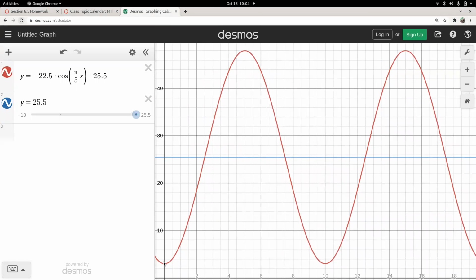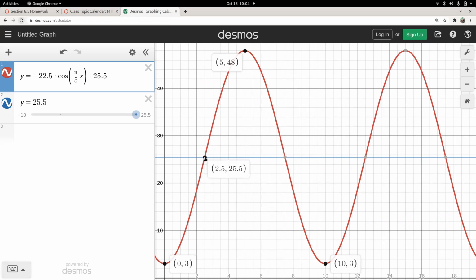So I should have my minimum of 3 at 0. I should have my maximum 5 minutes later at 48. And the next min should be, yeah, those look right. And then the midline occurs at 2.5 and 7.5. Okay. Yeah, so that is the graph that I drew.